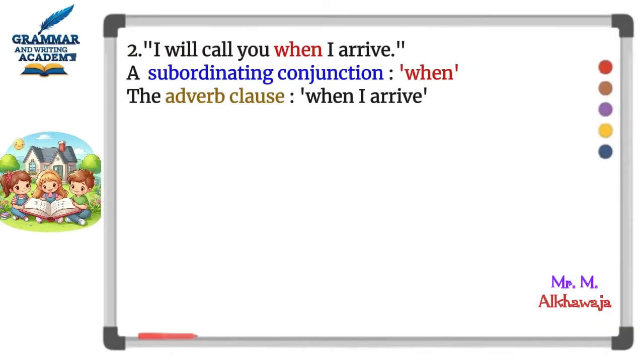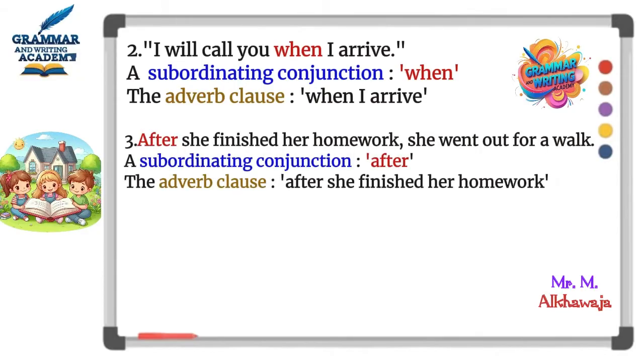Example 2. I will call you when I arrive. In this sentence, we have a subordinating conjunction which is when. The adverb clause, when I arrive, explains when I will call you. Example 3. After she finished her homework, she went out for a walk. In this sentence, do we have a subordinating conjunction? Yes, we have a subordinating conjunction which is after. The adverb clause is after she finished her homework.